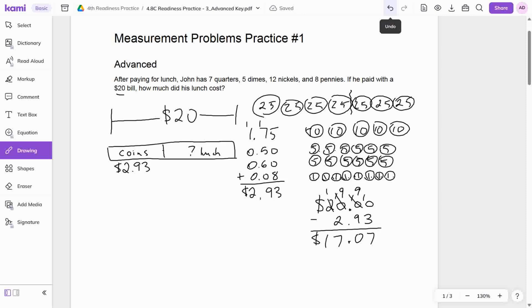And if we wanted to add the 2.93 back in, that would get us back up to 20. Double check. So we can say lunch cost $17.07.